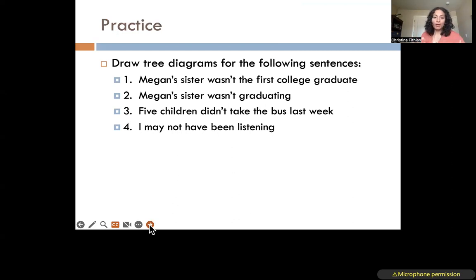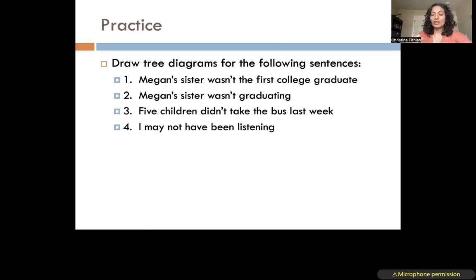Okay, so here's some more practice for practicing some negatives. We are going to have a lot of sentences, but many of them are very similar, so hopefully they won't take you too long. So we have, Megan's sister wasn't the first college graduate. Megan's sister wasn't graduating. 5 children didn't take the bus last week, and I may not have been listening.